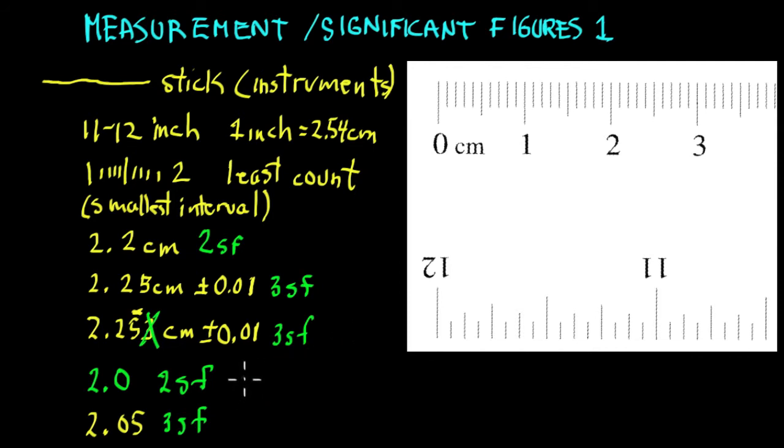But very quickly, and this is going to be a little silly, if we put down 02.5 centimeters, that value is 2.5 centimeters. The 0 doesn't add anything to it. So zeros to the left of a number are not significant.